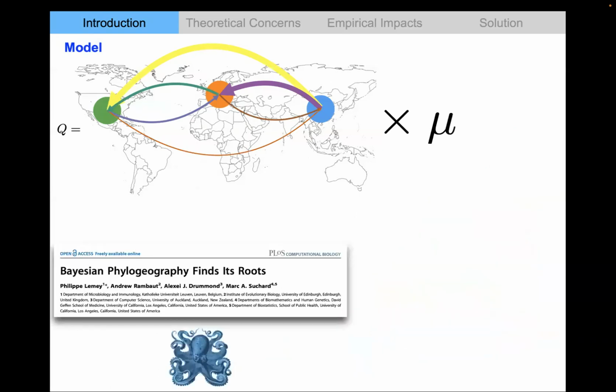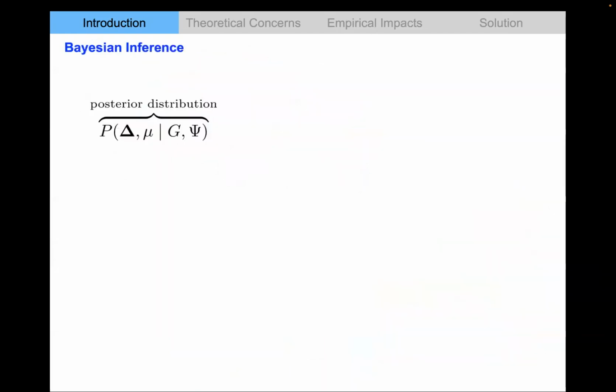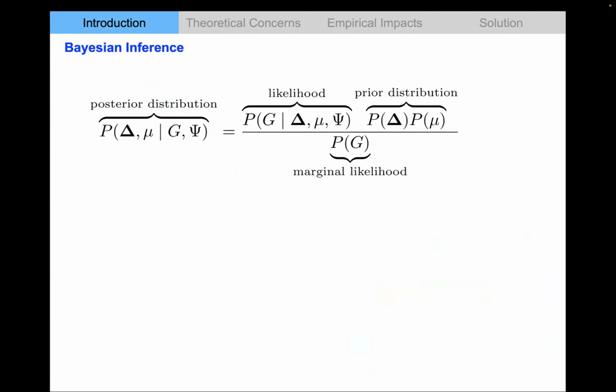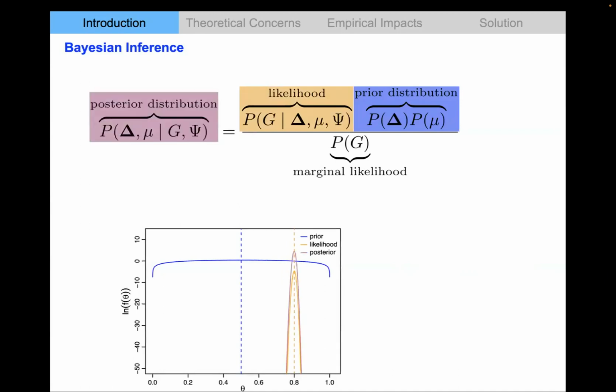A version of this model was implemented in a popular phylogenetic program, BEAST, that has been applied in many empirical studies, including the one studying SARS-CoV-2 dispersal. The parameters of this model are estimated in a Bayesian framework. Specifically, we compute the posterior probability of these parameters as the product of the likelihood and the prior divided by the marginal likelihood. Conceptually, the prior reflects our beliefs about the parameters before looking at the data, and it will be updated by the information in the data via the likelihood function to produce the posterior, which reflects our belief after observing the data that we will draw our conclusions upon.